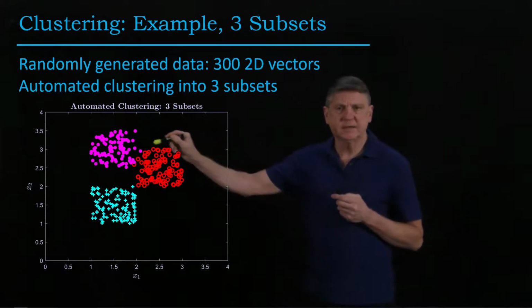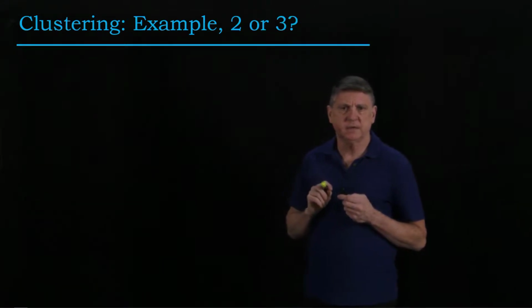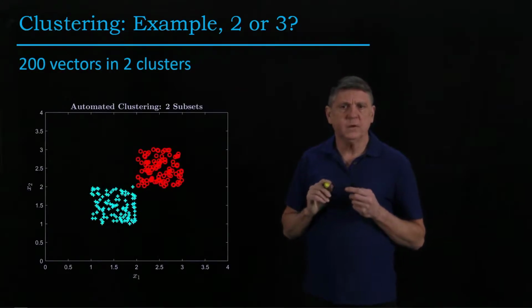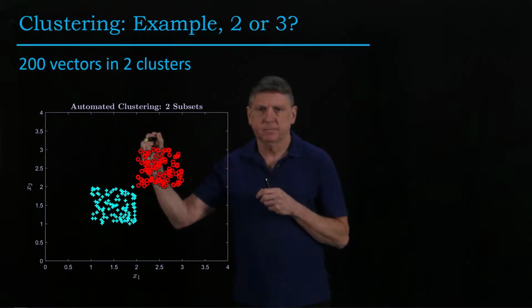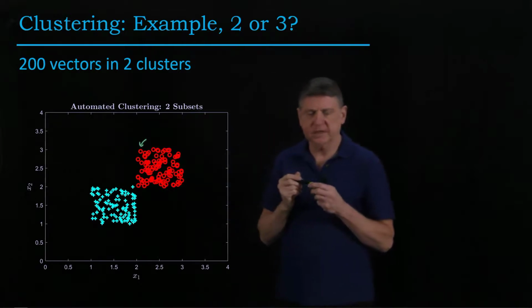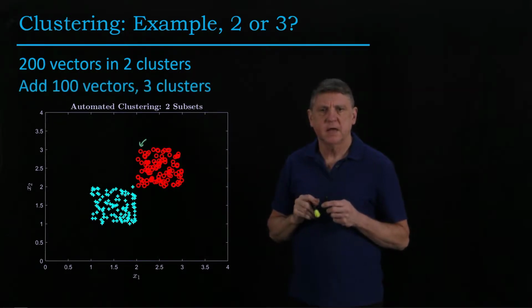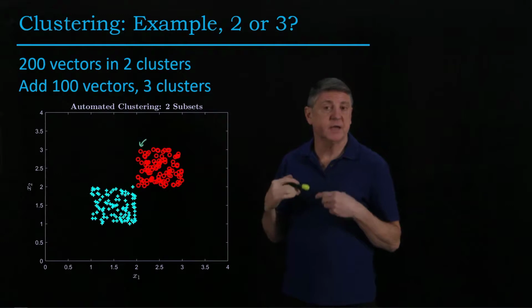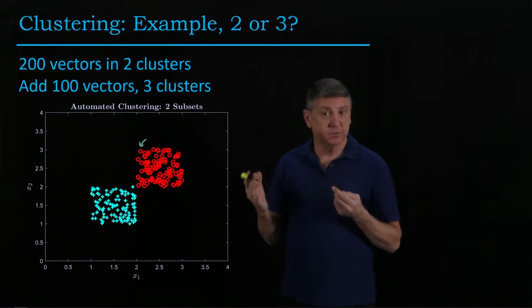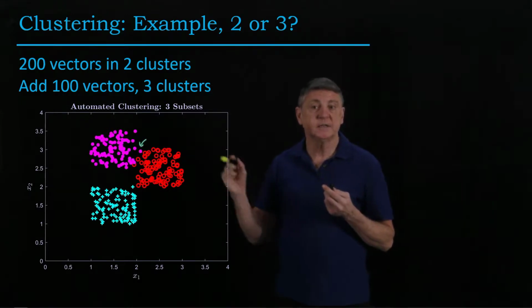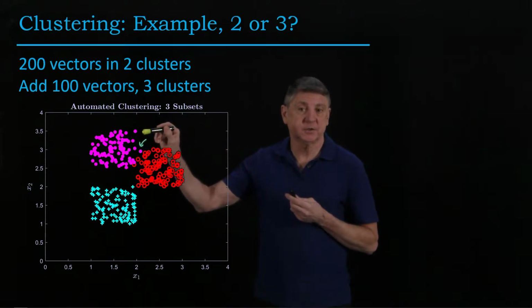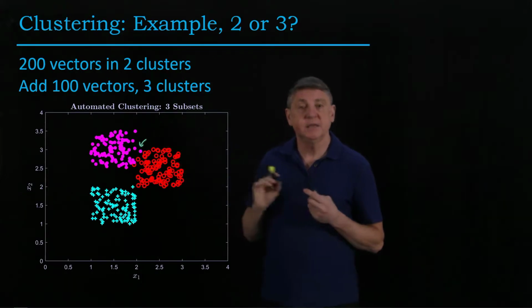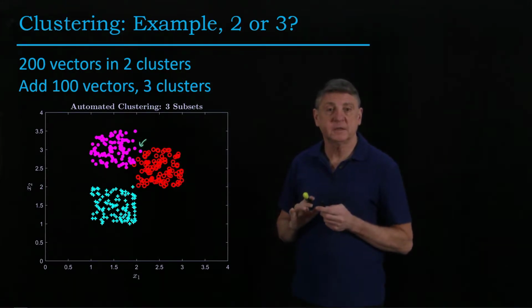So let's take a look at this region in a little more detail. What we have is this. Now let's observe in particular this vector. So this is currently assigned as red. And when I add 100 vectors and I say, now computer give me 3 clusters, what it does is it turns this from the red into the magenta cluster. So it's reassigned it. And this is a behavior that we'll often see in clustering.